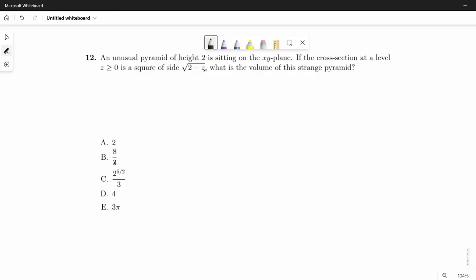For number 12, we have an unusual pyramid of height 2, and we're given the function to calculate the side of the squares at each level of z, and we are to calculate the volume of this pyramid. At first, this question can be pretty hard to understand. In fact, I had to read it a couple times, but I will assure you that understanding this is the hardest part. So first of all, I begin by drawing just an XYZ graph.